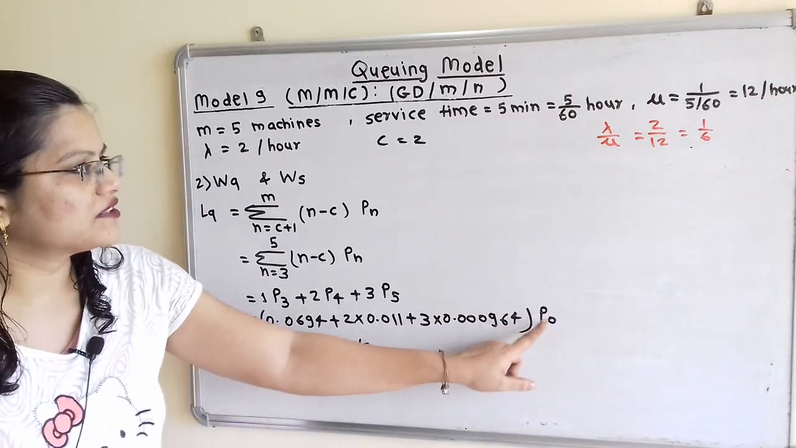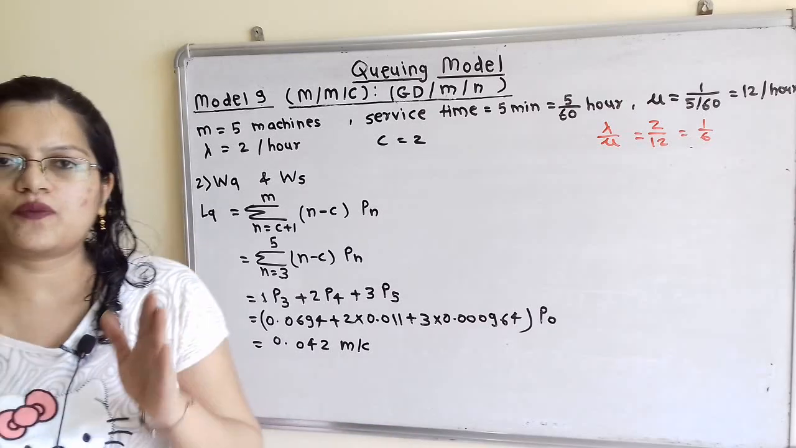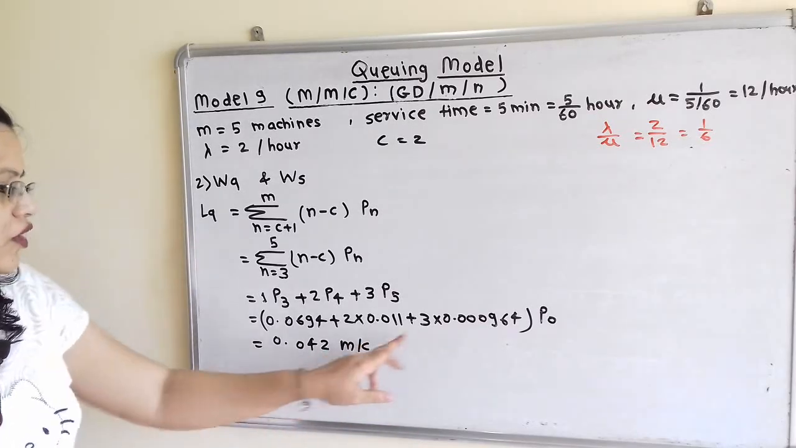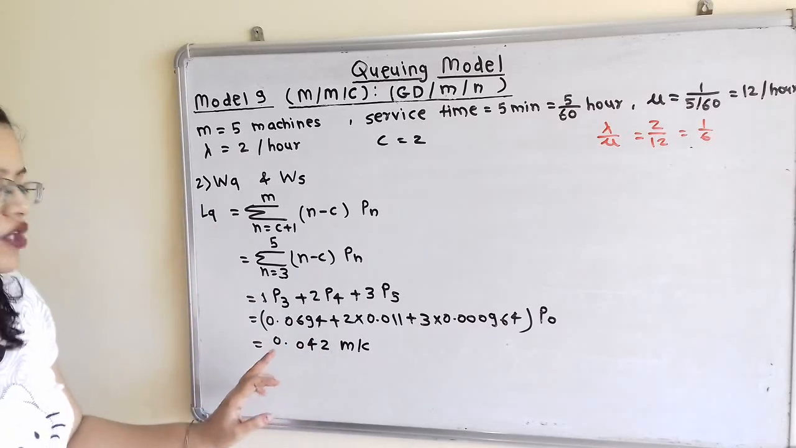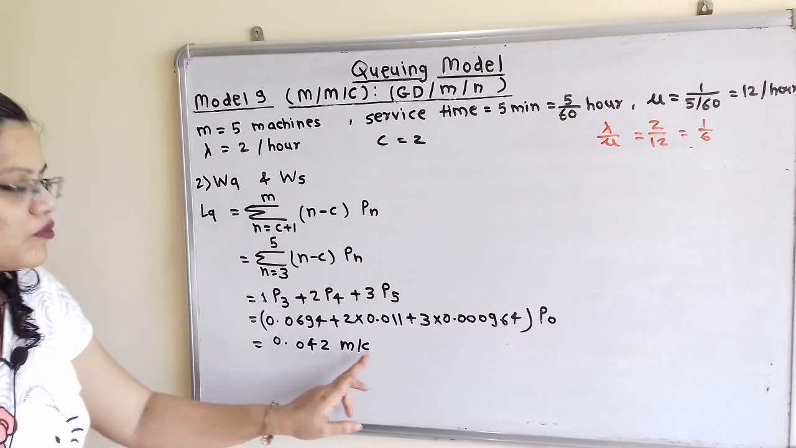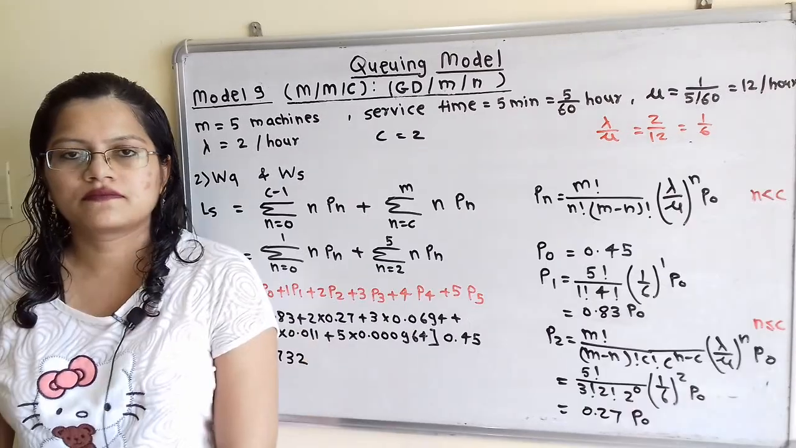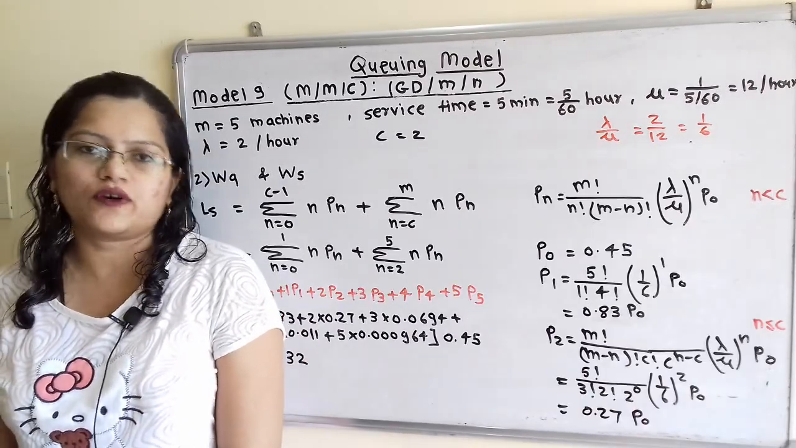So when we solve this, now P0 value we have to take 0.45. So when we solve this, we will get 0.042. So this is the length of the queue, that is 0.042 machines in the queue. Now we will calculate length of the system.